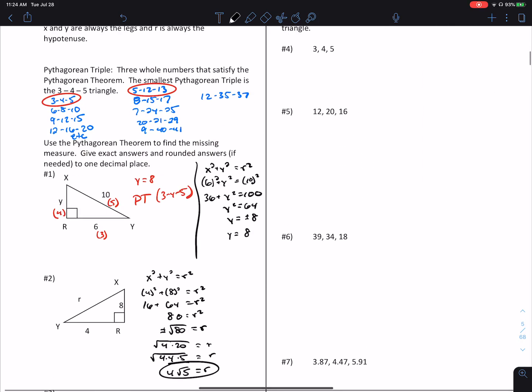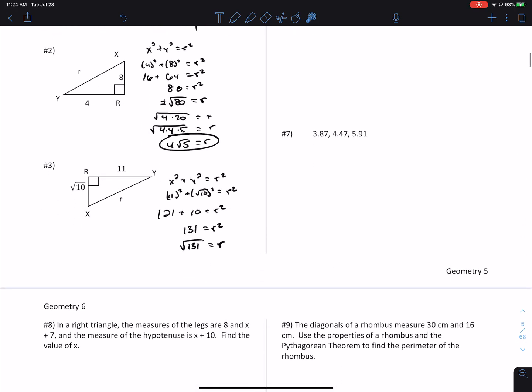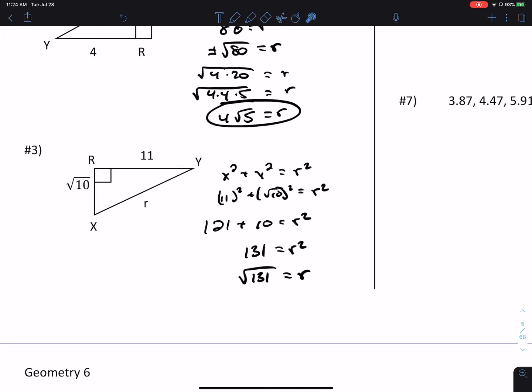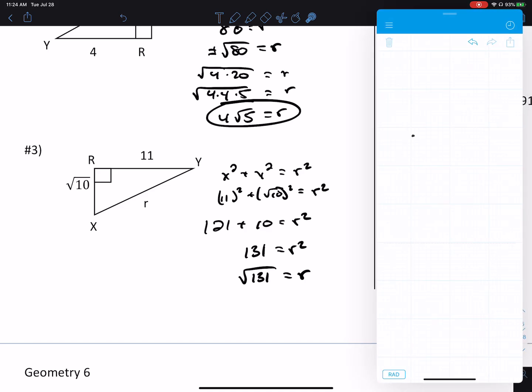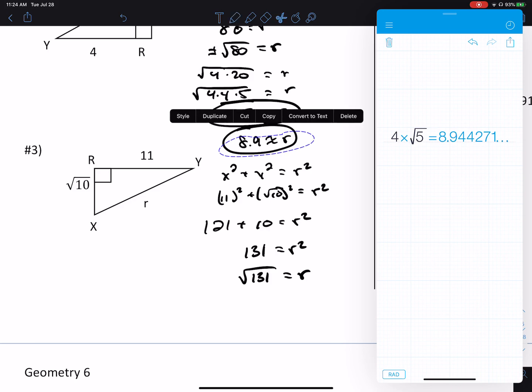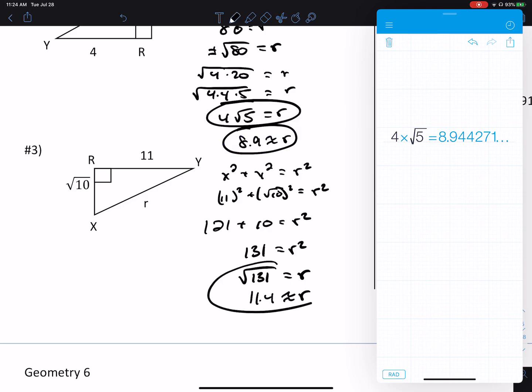The directions say give exact answers. So like for number 1, we gave an exact answer. And rounded if needed. Well, this isn't needed because the exact answer is a whole number. Number 2, we did not give a rounded answer. 4 square roots of 5 is approximately 8.9. That's why I wrote a squiggly equal sign. And the square root of 131, I believe, is 11.4. Exact, rounded.